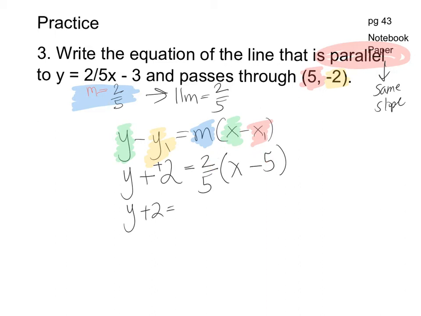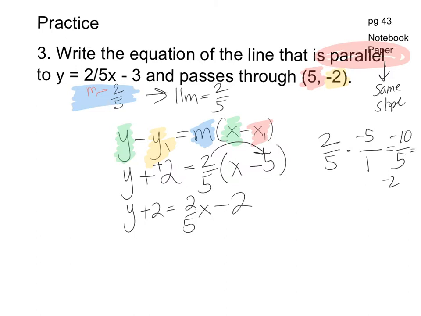I'll write that out so you can see. 2/5 times x, and then when you do 2/5 times negative 5, you put a 1 under the 5 to make a fraction, and you get negative 10 over 5, and that would reduce to negative 2. So I would have minus 2. Then the next thing that I would do is to get my y value alone. How do I get y alone? I subtract 2 from both sides. So my equation will be y equals 2/5 x minus 4.